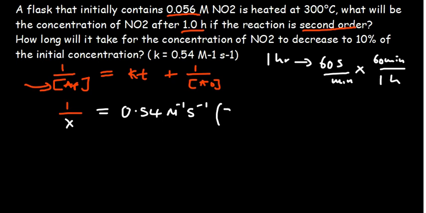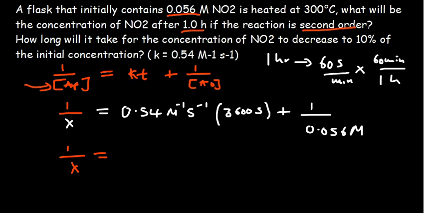So 60 times 60 is 3,600 seconds in an hour. Plus 1 over the initial concentration, which was 0.056 molar concentration. So 1 over x is equal to, let's compute what we have on our right hand side. The value I'm getting is 1,961.857. So if we cross multiply to find the value of x, it will be 1 over 1,961.857.